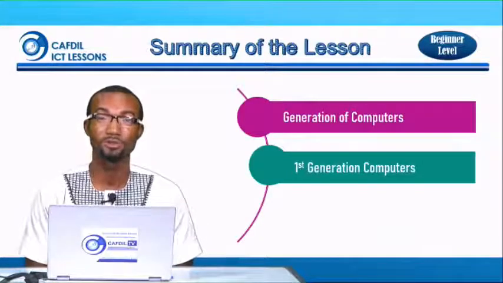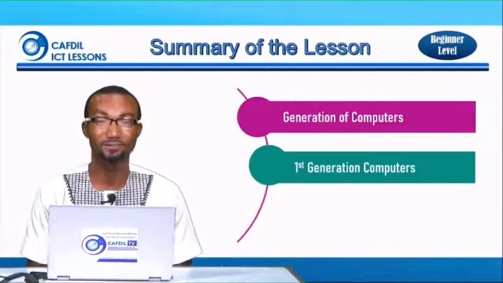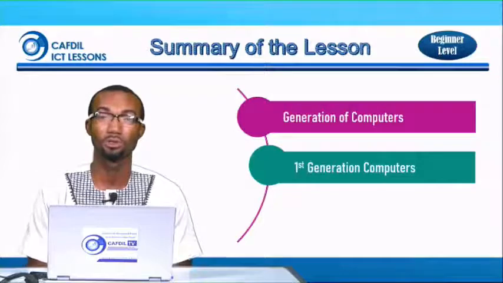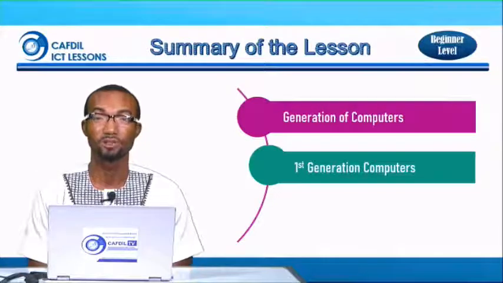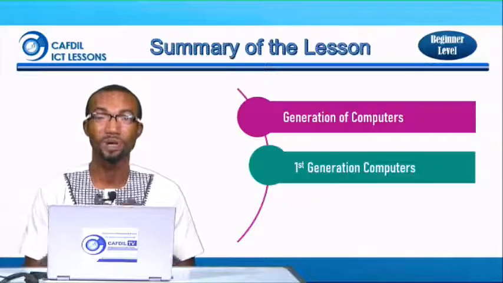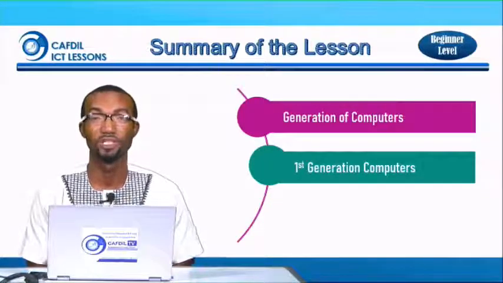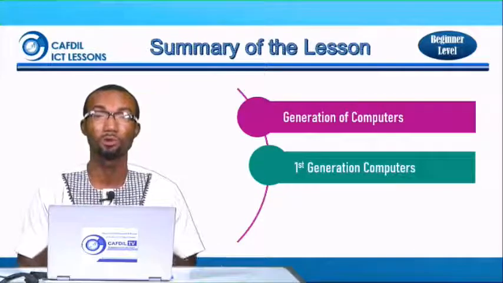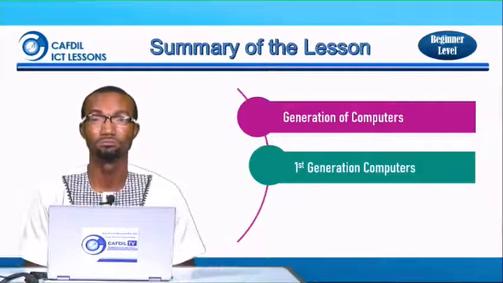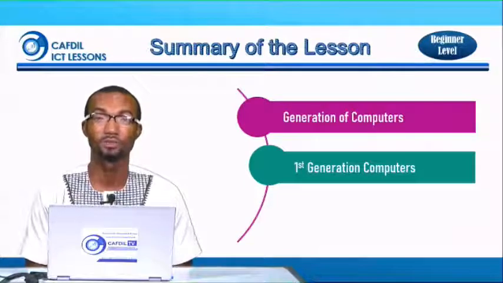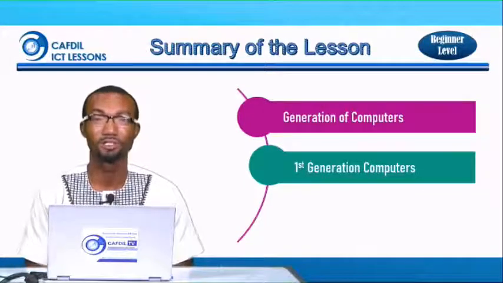So first generation computers came around the 1940s, and we said that they use vacuum tubes for their main electronic components, and they also use magnetic drum for storage. They were huge. They could occupy an entire room. They were very huge. They generated lots of heat, consumed lots of electricity.